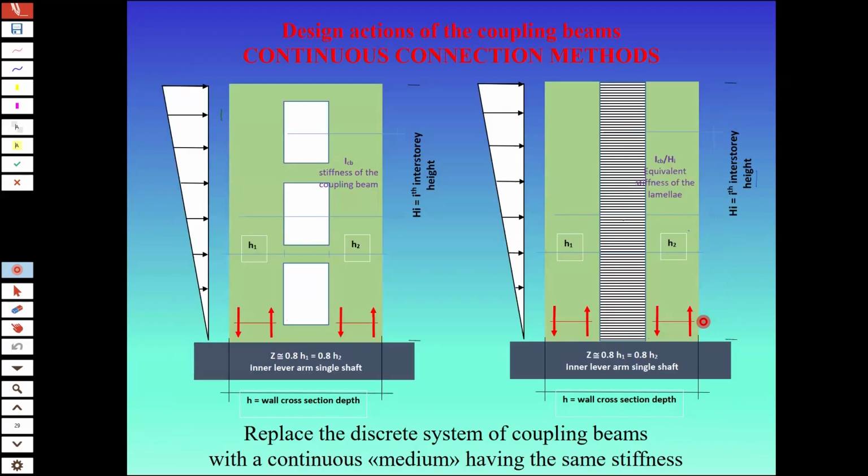There is this method, which is an analytical one, in which what we do, we replace the discrete system of coupling beams. We have one coupling beam per interstory. We replace it with a continuous medium. It's like if you pick up the coupling beam and smear it. So you have like infinite lamellae.